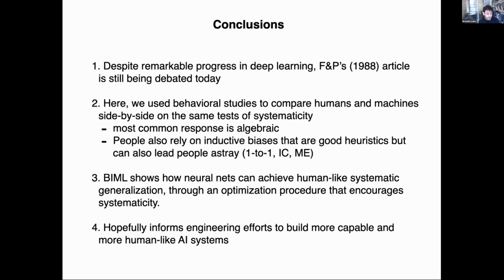them astray. BIML shows how you could optimize a neural net to achieve human-like systematic generalization by a procedure that encourages systematicity, using human data, and hopefully this can also inform engineering efforts to building more capable, more human-like AI systems. Thank you.